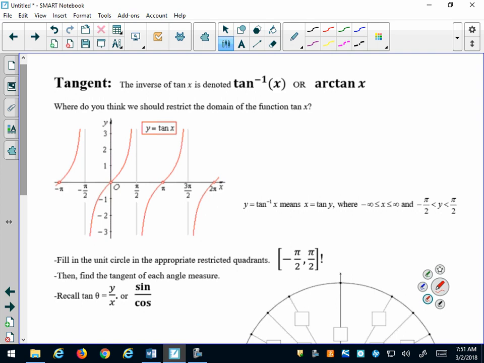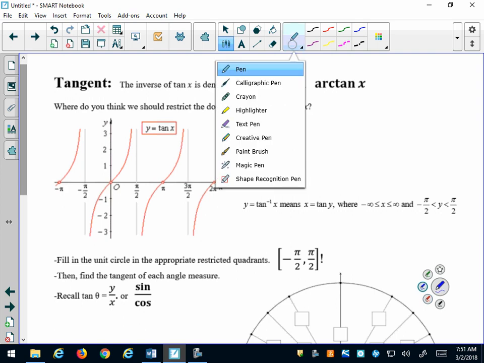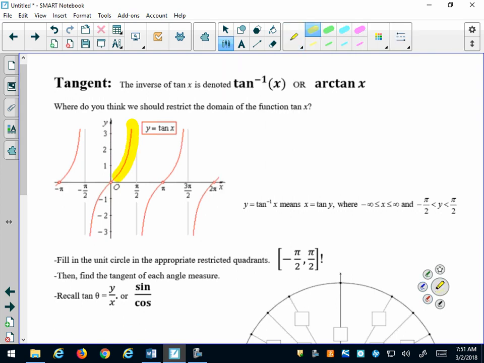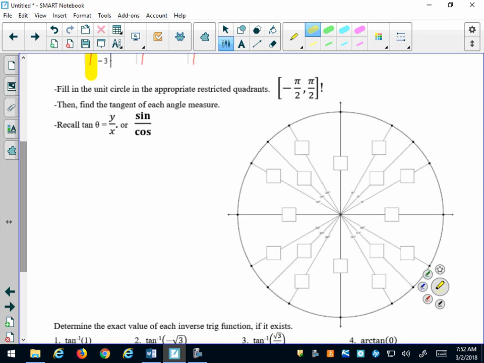So when we restrict the domain of tangent, we just need to use one period of the tangent. And so one period of the tangent is one-to-one. So we can just restrict the domain right here. That's what we're going to use. And so our restricted quadrants are between negative pi over 2 and pi over 2. So like I said with my trick, tangent is just like sine. Sine and tangent both go down. Quadrants 1 and 4.